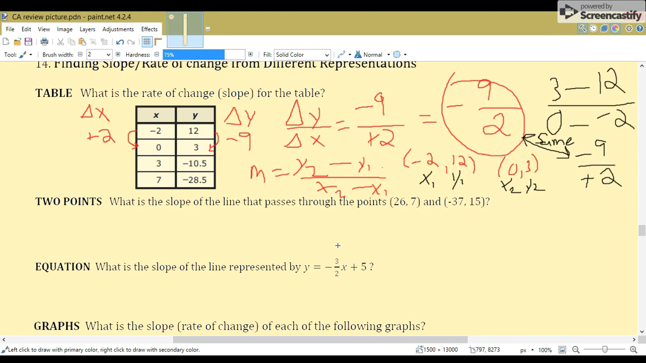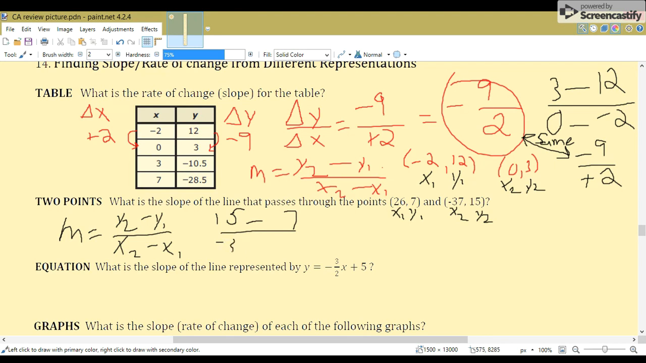Let's look at a slope of 2 points. What's the slope of the line that passes through the points (26, 7) and (-37, 15)? Label them x1, y1, x2, y2. Recall your formula from before: m equals y2 minus y1 all over x2 minus x1. Plug those into the formula. We have 15 minus 7 all over -37 minus 26. When you solve that, you get 8 over -63. That's our slope.